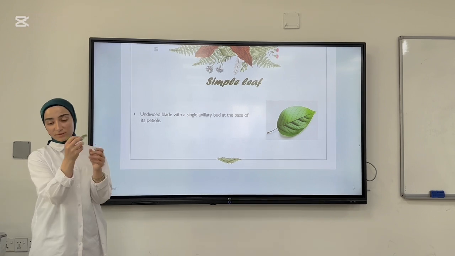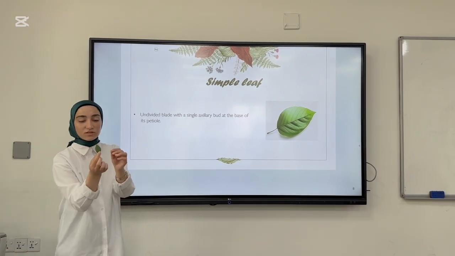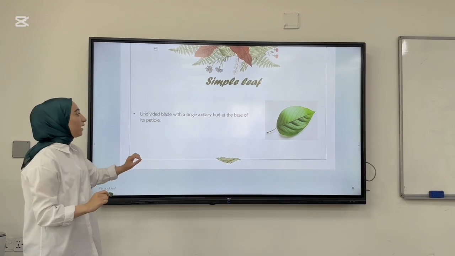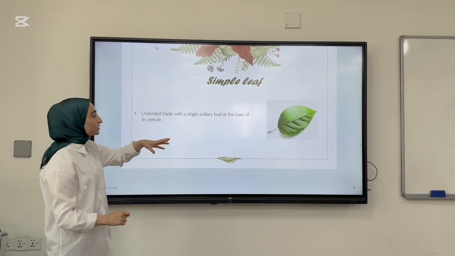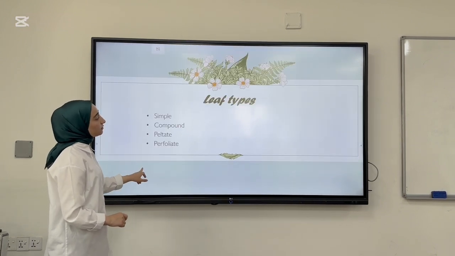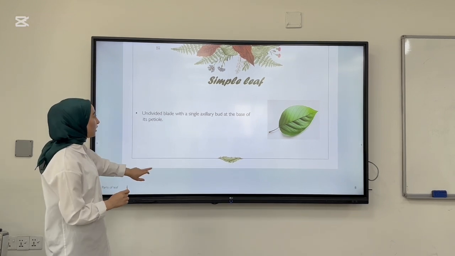This is the simple leaf. It has a simple, undivided blade and a single axillary bud at the base of its petiole. It is the undivided blade. It contains just one blade.